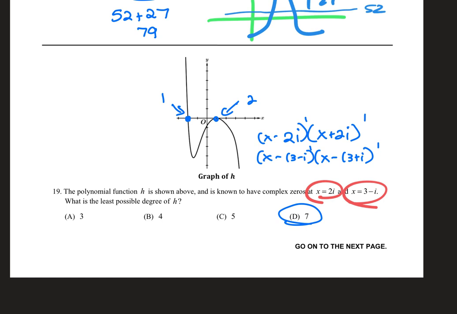And then when you look at your graph, there is 1 real here and 1 real here. This is an odd multiple, so it could be 1 at the minimum. This bounces, so it has to be an even multiple, which means that the minimum it could be is 2. So 1 plus 2 plus the 4 complex would be a degree of 7. You have to remember complex answers come in pairs.